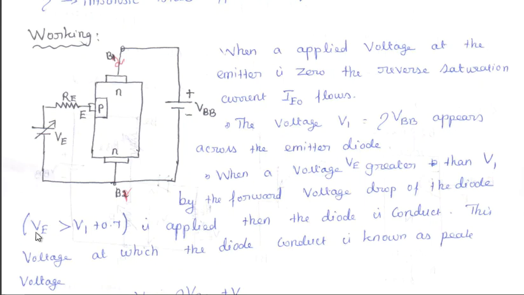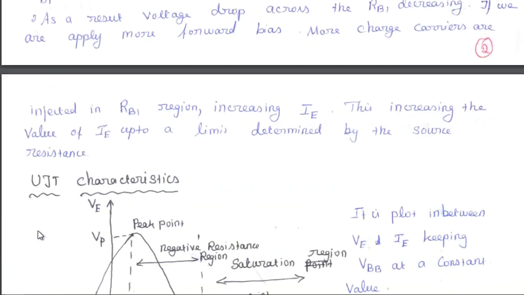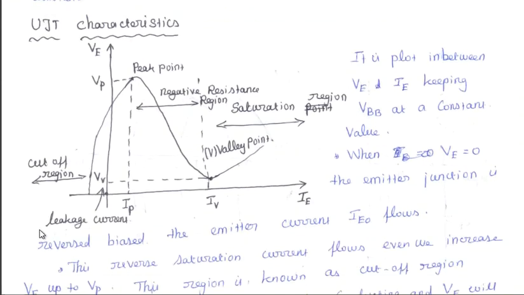Next we are going to discuss the characteristics of the UJT. For the characteristics curve, we draw the graph between the current and voltage at the emitter junction, so VE and IE. For this, we divide the characteristics of the UJT into three regions.